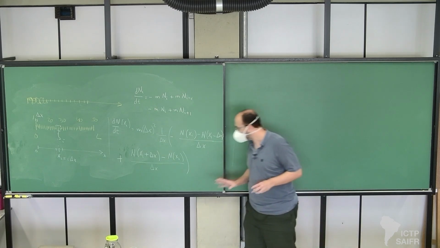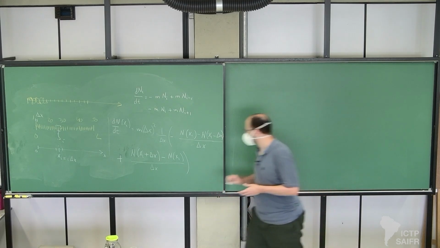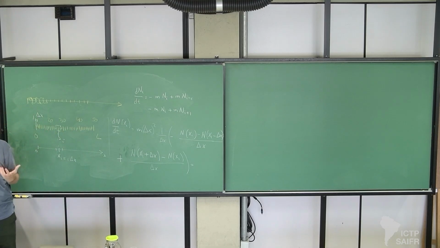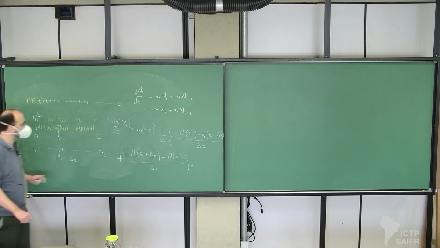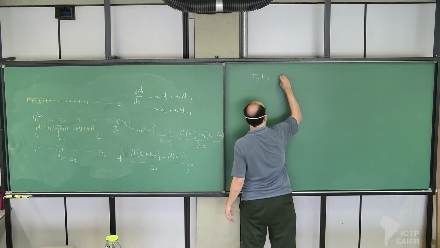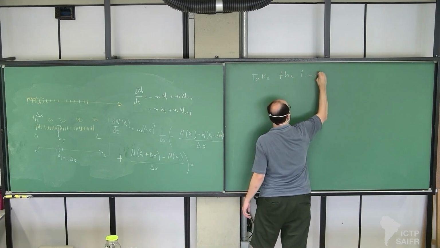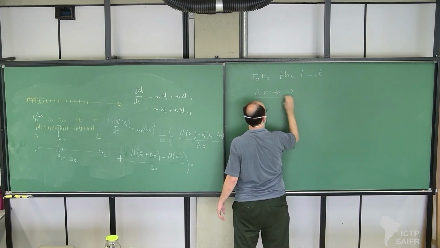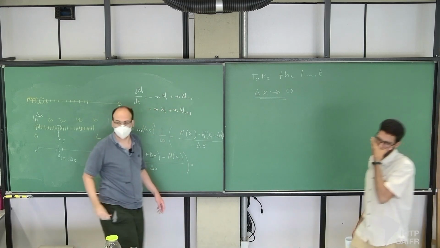Now I'm going to do a trick here. I want to go to continuous space. Continuous space is when the separation here is infinitesimal, right? I actually have an infinite number of points here. So this means that I want to take the limit where delta x is going to 0.